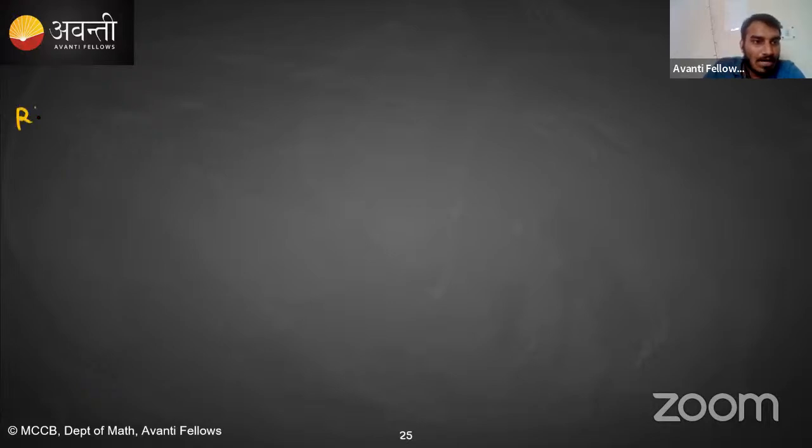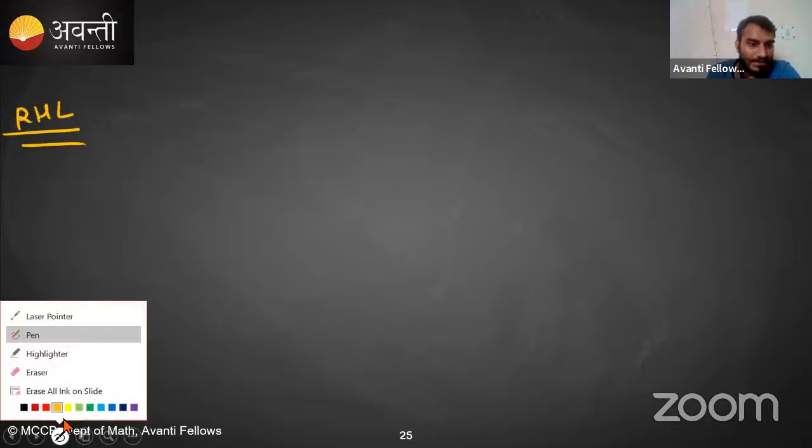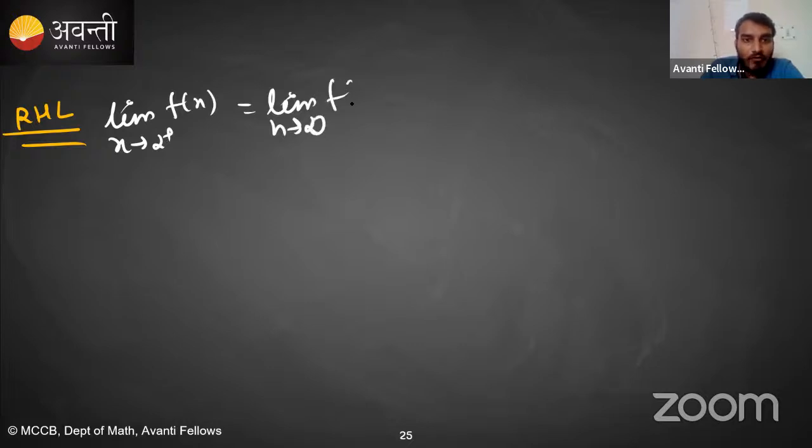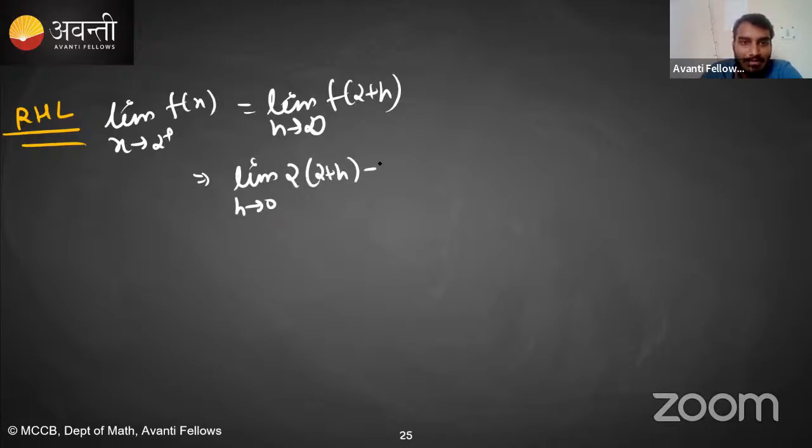Okay. RHL. What is RHL? RHL means limit x tends to 2 plus f of x, which means limit h tends to 0 f of 2 plus h. Now I'm approaching the function from the right hand side. So what is the definition in the right neighborhood of 2? 2x minus 3. So it means limit h tends to 0, 2x minus 3. So replace x with 2 plus h, minus 3.